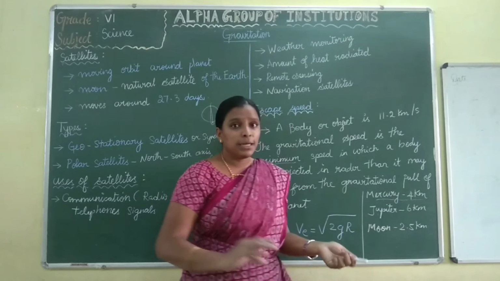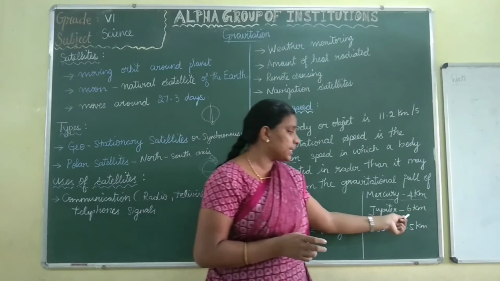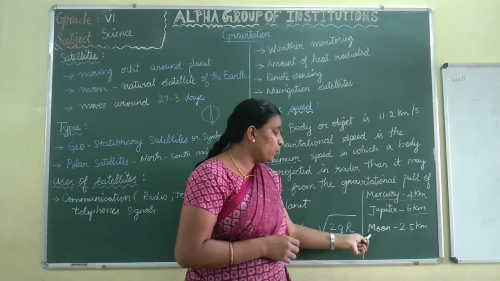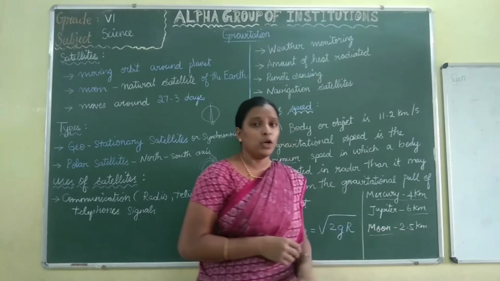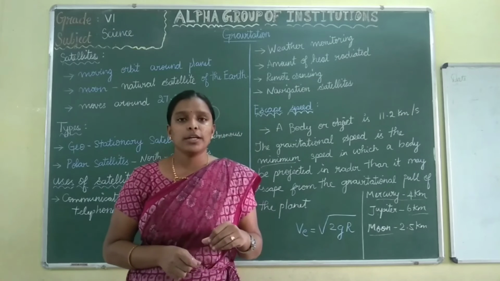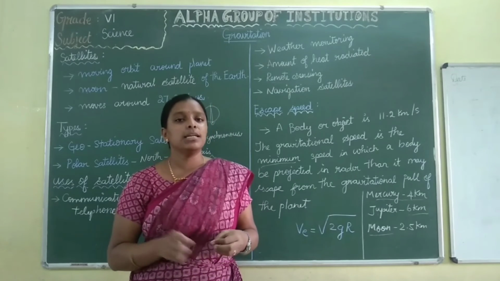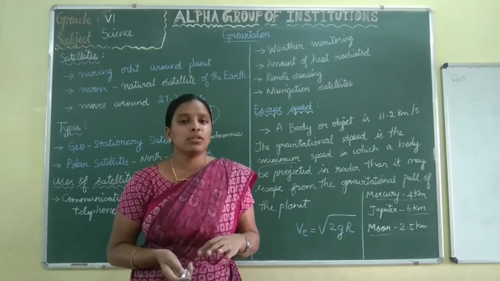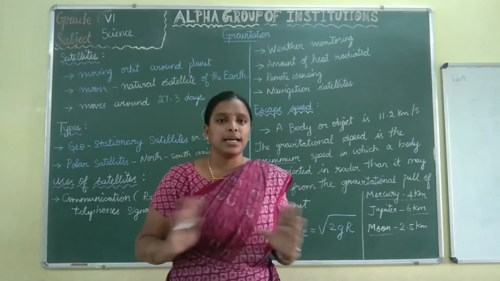Then Jupiter is a little bigger, so it will be taken as 6 km per second, and then the Moon will be taken as 2.5 km per second. So this is what escape speed will be on different planets. This is what gravitation tells us clearly.